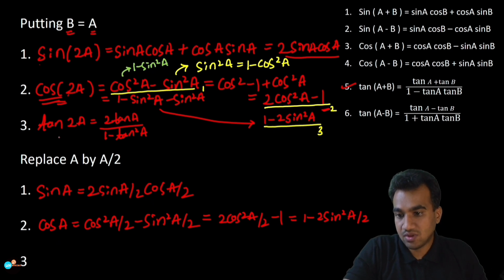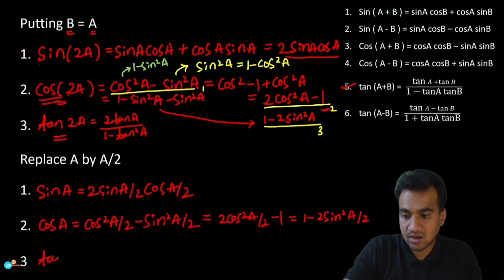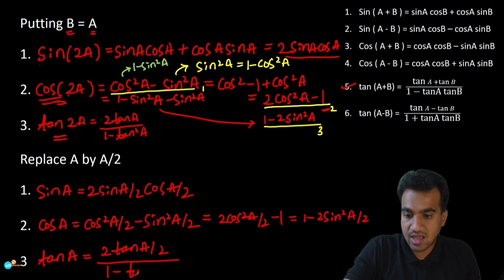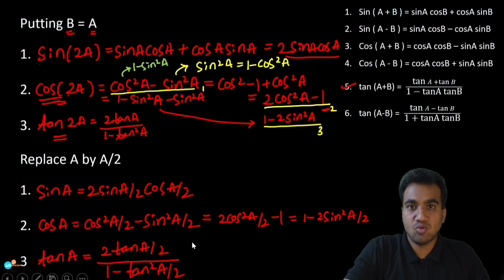And next, for the last one, that is tan 2a. So tan 2a by 2 is nothing but tan a, that is equal to 2 tan a by 2 whole divided by 1 minus tan square a by 2. These are the three half angle formulae. So let us move on to the next slide.